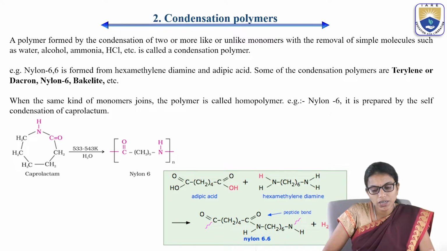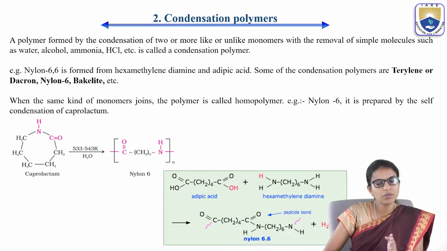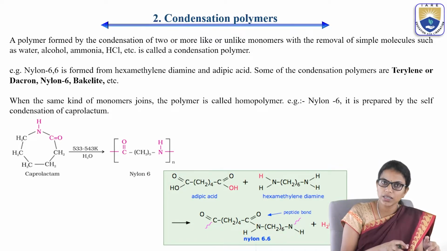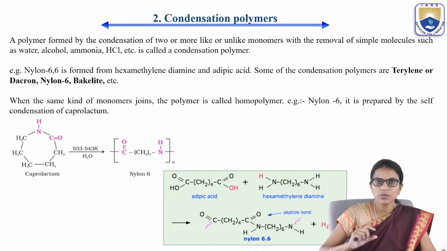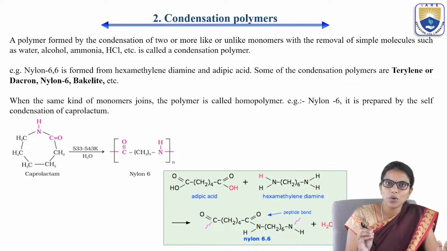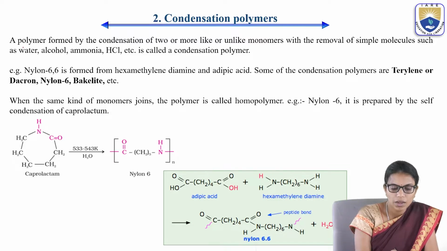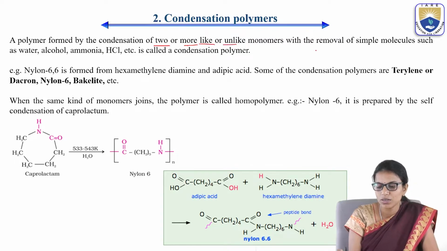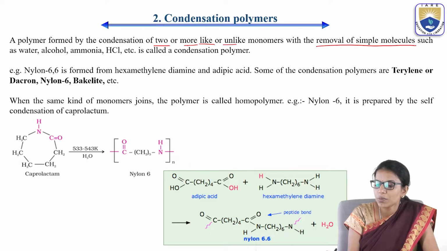Now second is the condensation polymer. Condensation polymer itself means that two different types of molecules come together and condense, and after a loss of some molecule, it will form the condensation polymer. For example, the definition is: a polymer formed by the condensation of two or more like or unlike monomers with the removal of simple molecules.